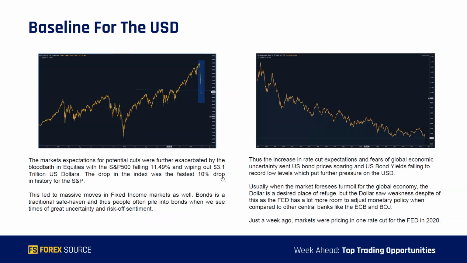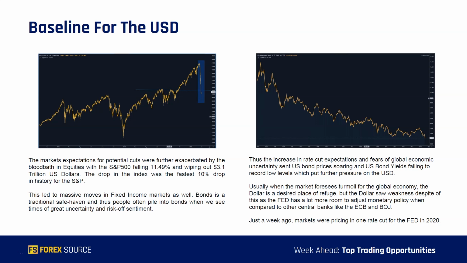Now, the market expectations of potential cuts were further exacerbated by the bloodbath seen in equities, with the S&P 500 falling almost 12% and wiping out more than $3 trillion US dollars. Now, the drop in the index was the fastest 10% drop in the history of the S&P 500. Now, this led to also massive moves in fixed income markets.